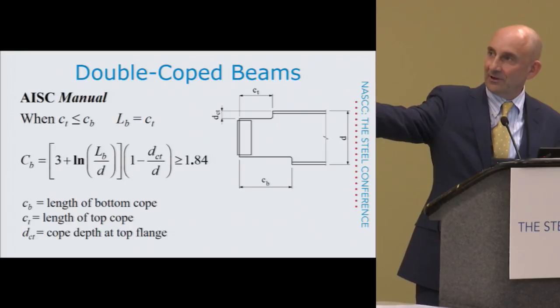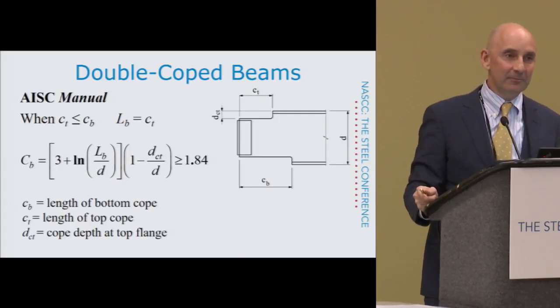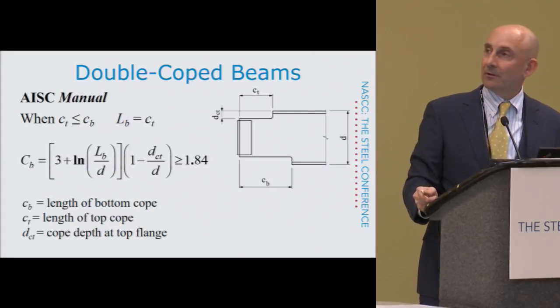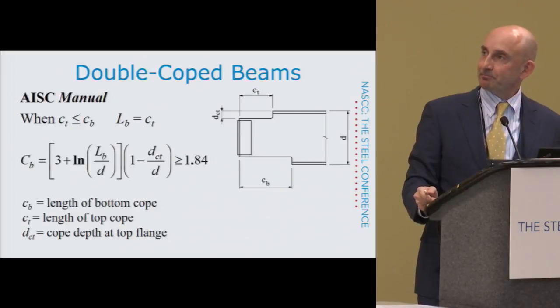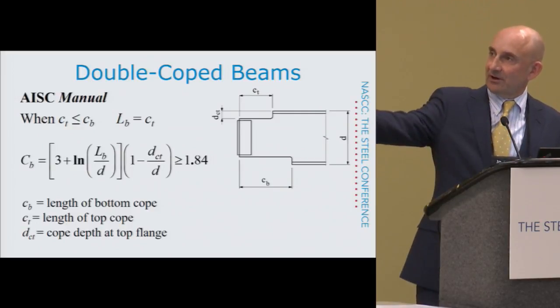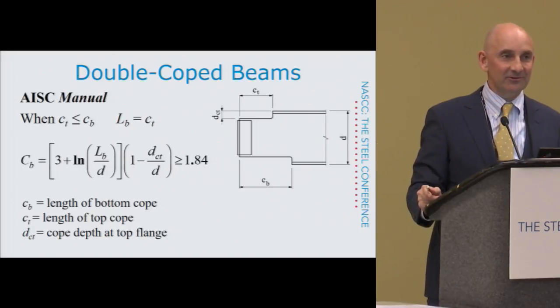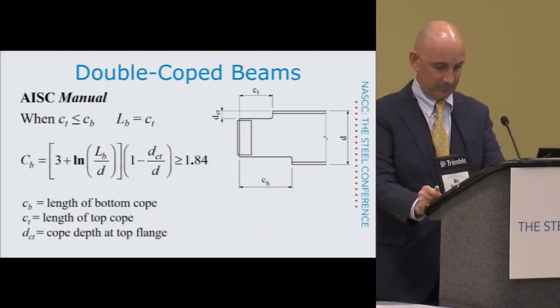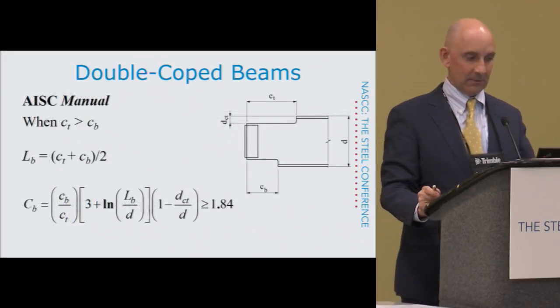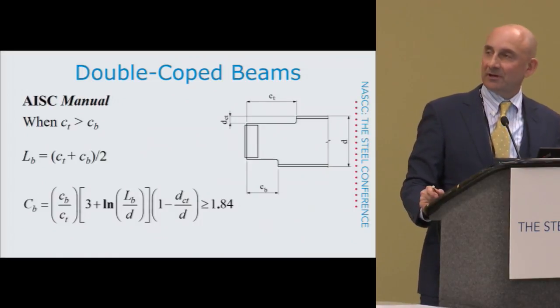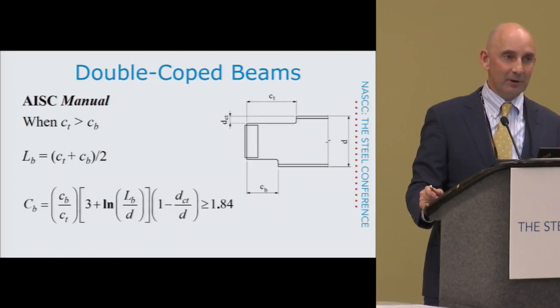This is all for the cope length, for equal cope lengths at the top and bottom, or C sub T less than C sub B. So this is where you'll be most of the time, with equal cope lengths. So this makes sense that our buckling length is going to be equal to the top cope length, after those buckle shapes that I just showed you earlier, that it's not really dependent too much on the bottom cope.